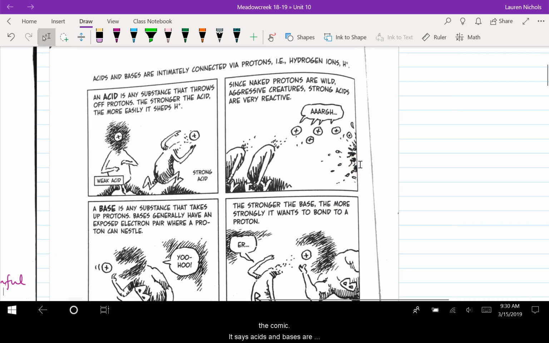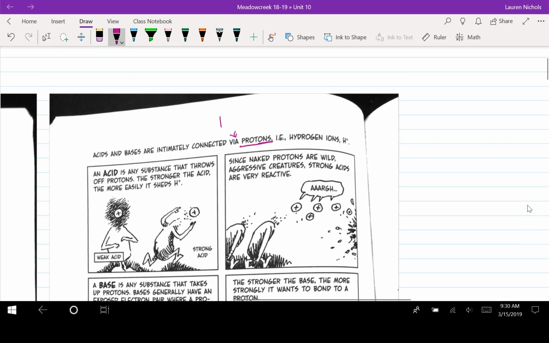It says acids and bases are intimately connected via protons. Okay, via is another way to say through. So this means they're intimately connected through protons, and i.e. is something Latin, but it really means, in other words, hydrogen ions. Okay, so it's saying protons are also called hydrogen ions.